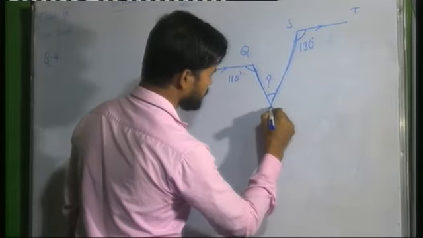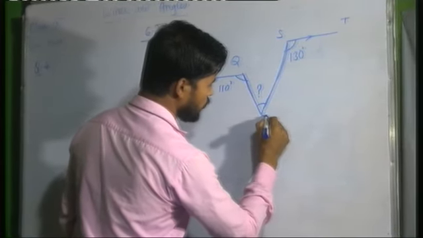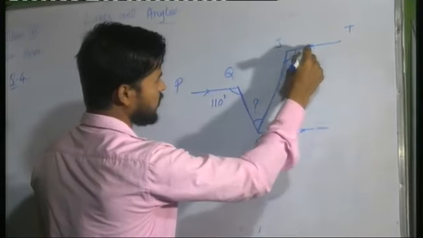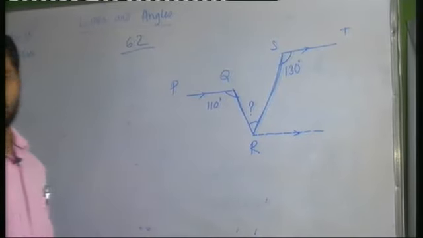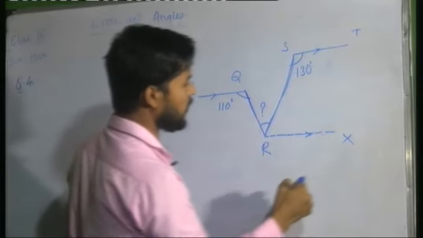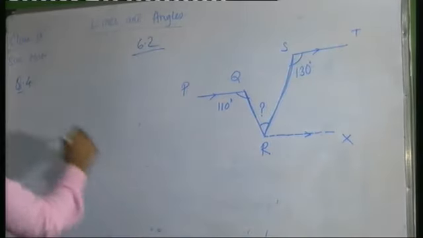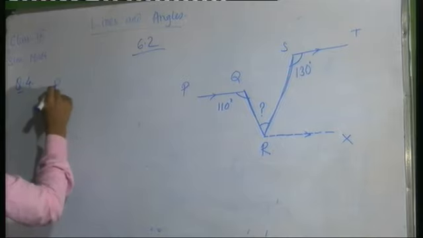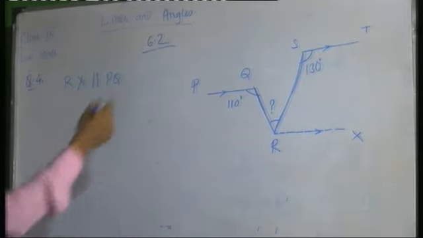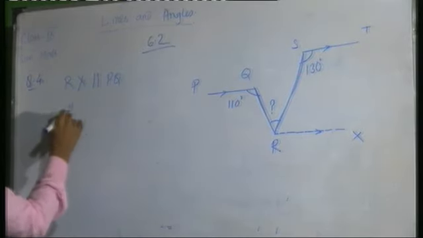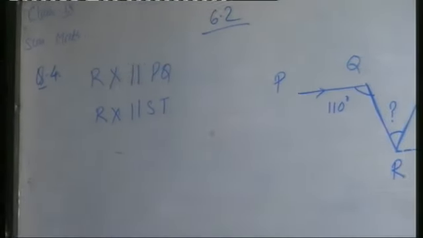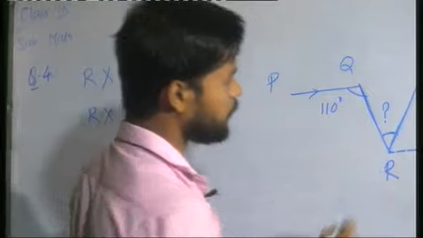What is the construction? Through the point R, draw a line which is parallel to this line or this line. As PQ and ST are two parallel lines, we can draw a line RX parallel to PQ. And as PQ is parallel to ST, we can say that RX is also parallel to ST. Now we have to find this value.